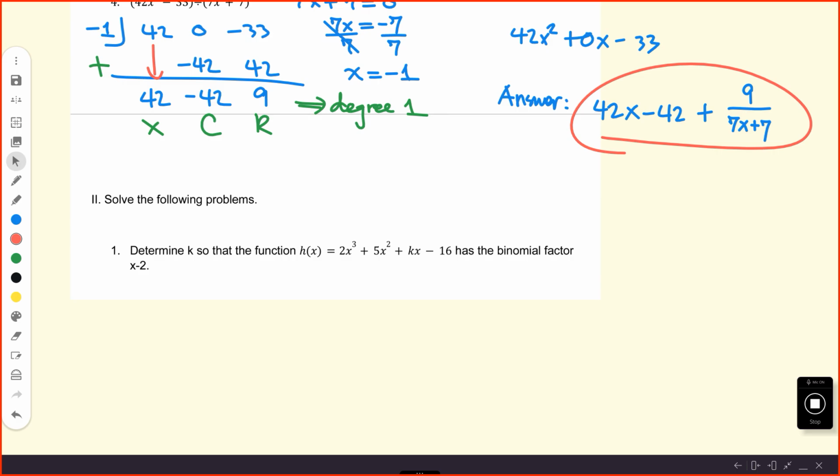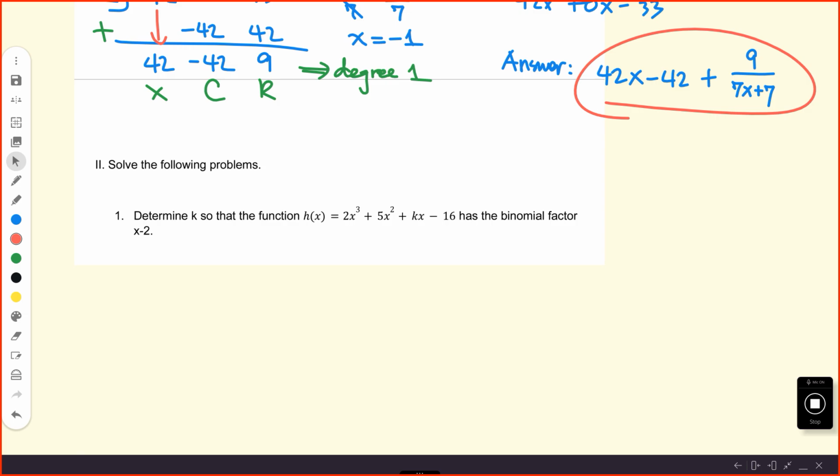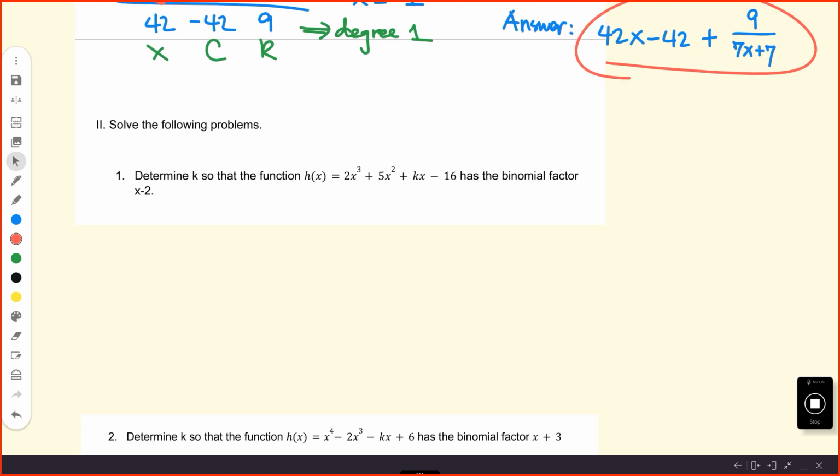All right. Now, we're going to determine the k value so that the function h of x equals 2x cubed plus 5x squared plus kx minus 16 has the binomial factor of x minus 2. Okay? How do we set this up? We can use synthetic division, but remember, if we're going to say that this factor x minus 2 is a factor of this polynomial, then therefore the remainder must be 0, using the factor theorem, right? Make sense? So that we can say that x minus 2 is a factor, the remainder must be 0.